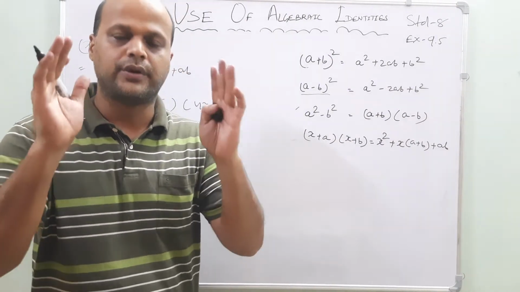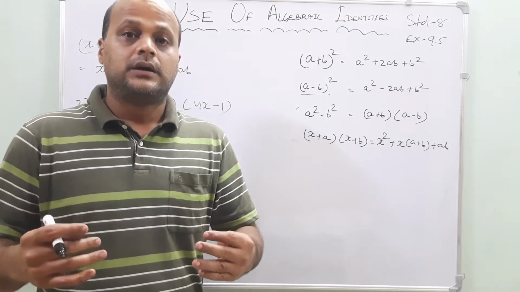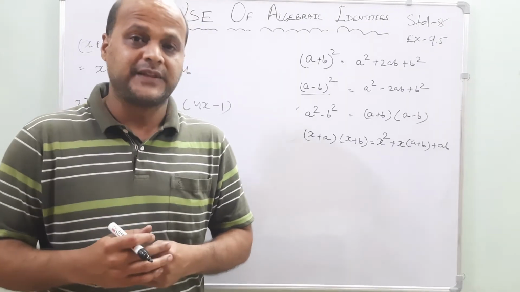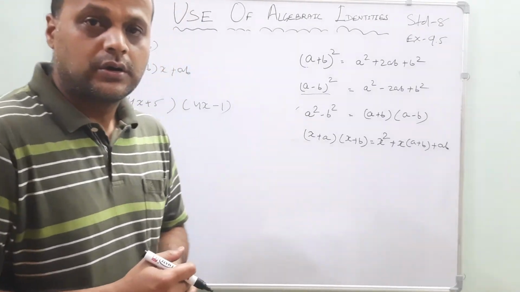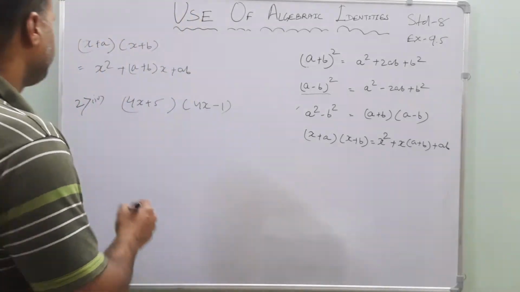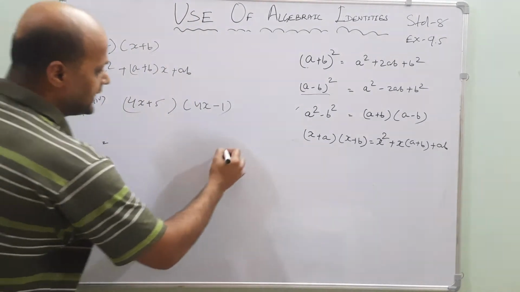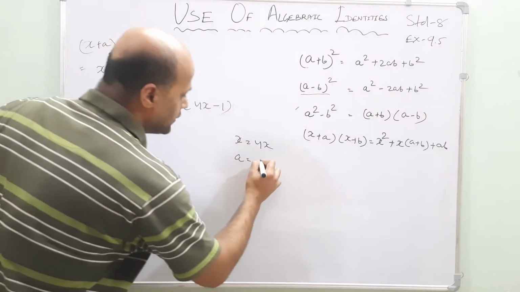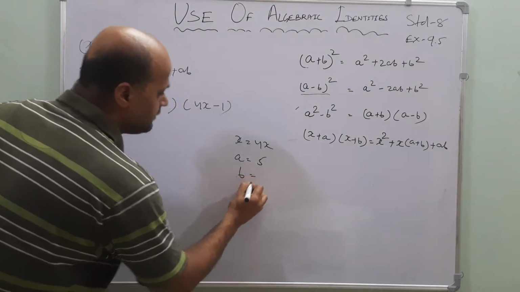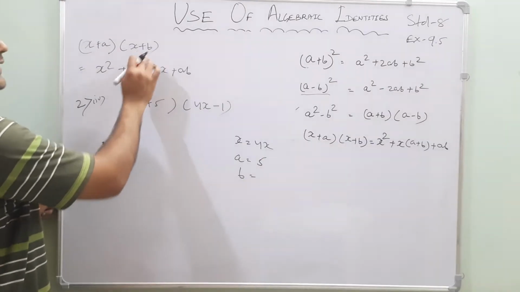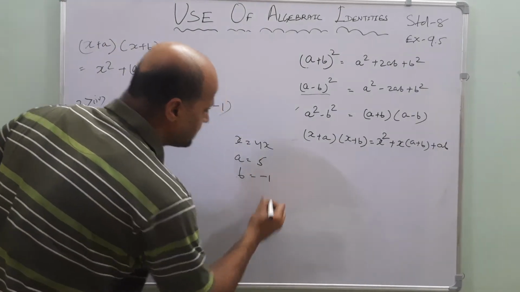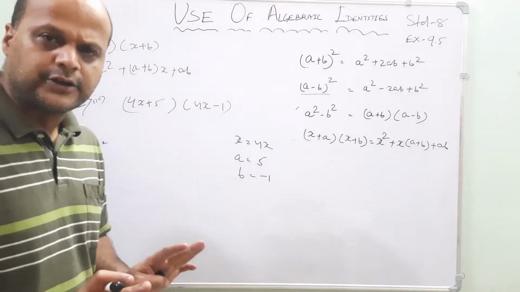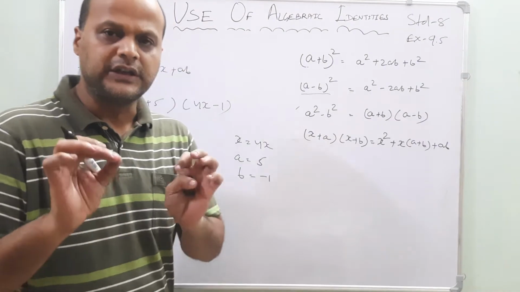It is important that you remember the identity and whatever I am saying, so that you can apply these things in your question to get the answer. Okay. See, what is the x? x is equal to 4x. a is equal to what? Who will tell me? Yes, very good. a is equal to 5. And b is equal to who will tell me? Yes. Because it is in x plus a and x plus b, here you have to take b as -1. Okay. No problem. The same result we will get.